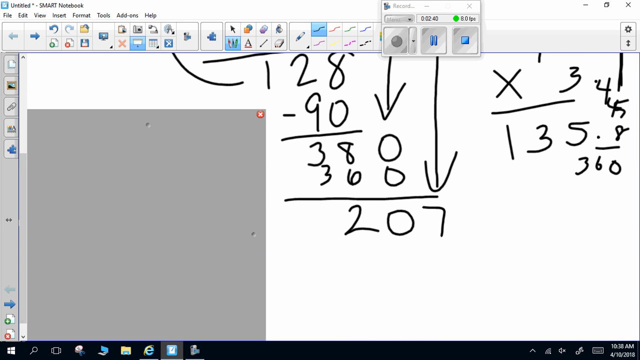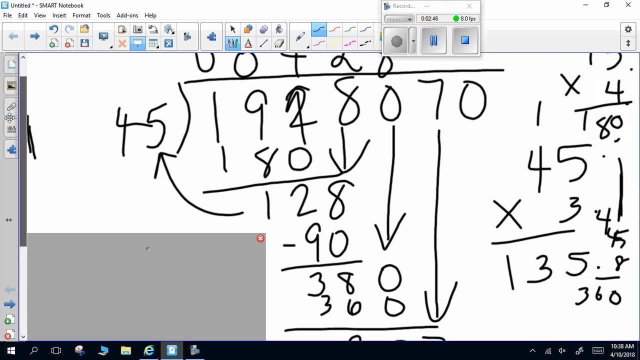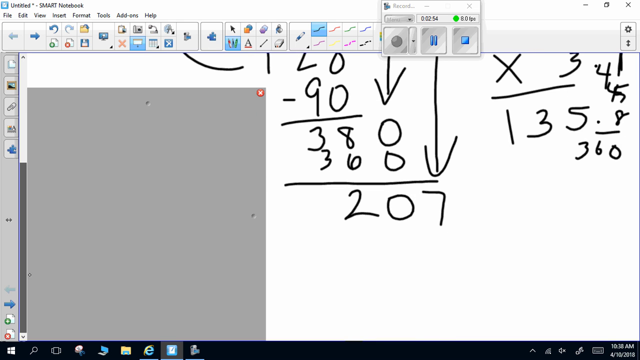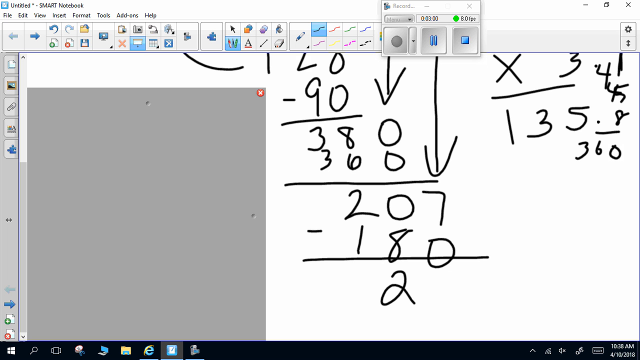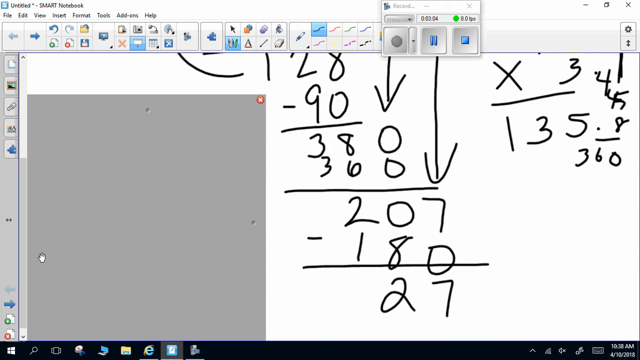So now I've got 207. So if I look at my things over here, I see, oh, 180, that's close to 207. So I'm going to put a 4 up here. And 4 times 45, because I have that up there, I know is 180. I subtract, and I get 27. And then I bring down my 0.